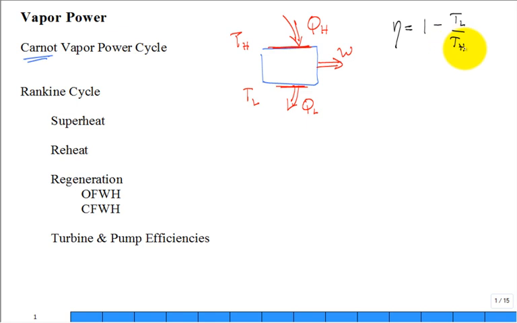What does that tell us? If you want high thermal efficiency, what should you do to TL? Make it as low as possible. If you want a high thermal efficiency for a heat engine, this is a generic schematic of a heat engine, you would want TH to be as high as possible.